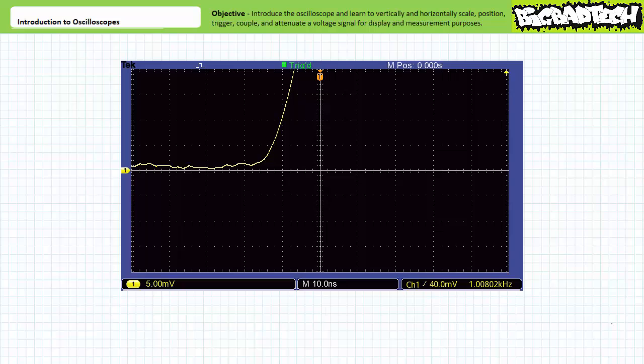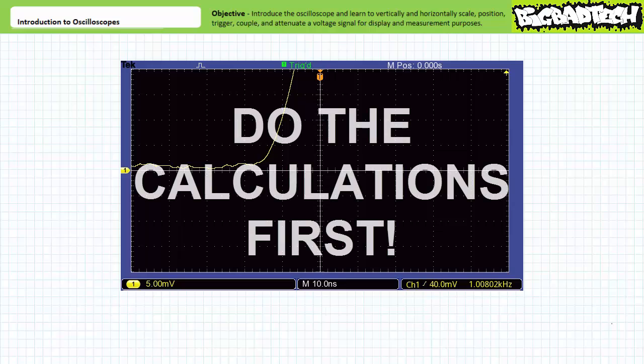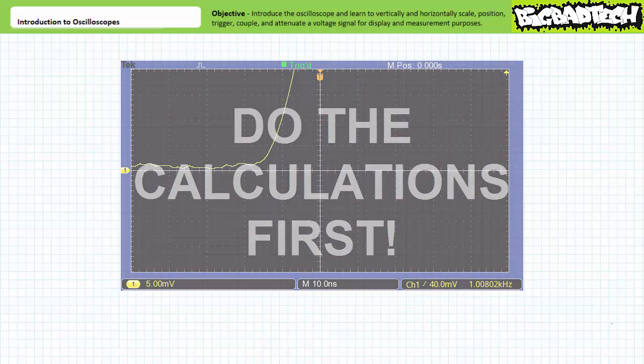And as great as this feature is, this is also a principal source of trouble for those individuals new to oscilloscopes. If you're too zoomed in or too zoomed out, you can often get a distorted view of your target, so much so that you miss it entirely. To prevent this from happening, know what you're getting into beforehand and make sure you select an appropriate scale in advance. Do the calculations first.